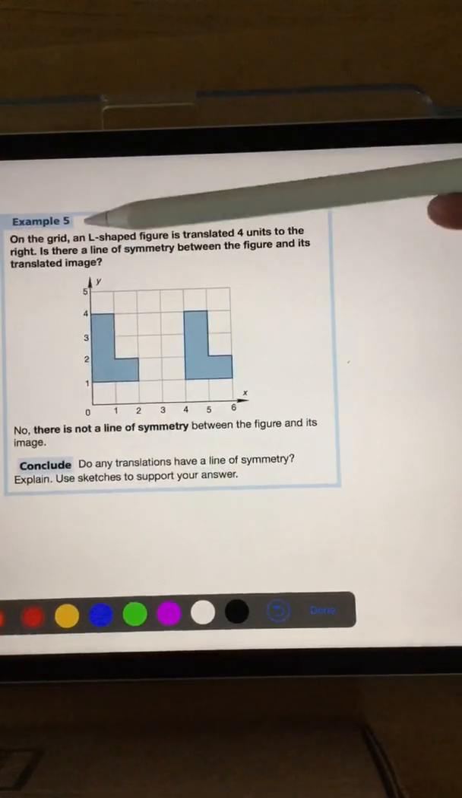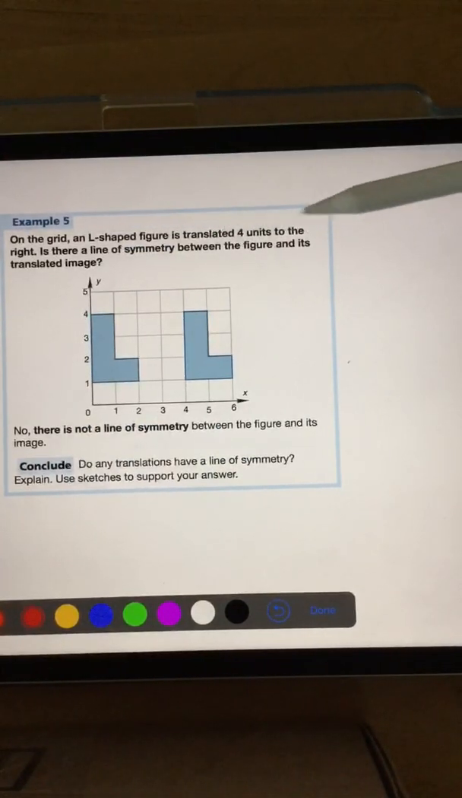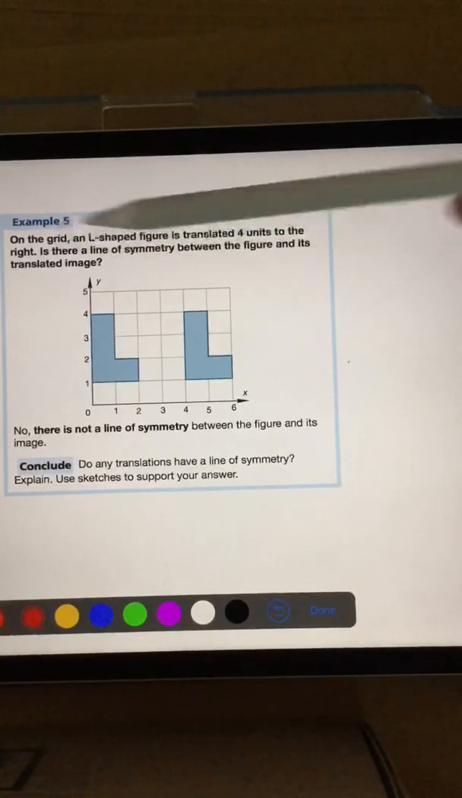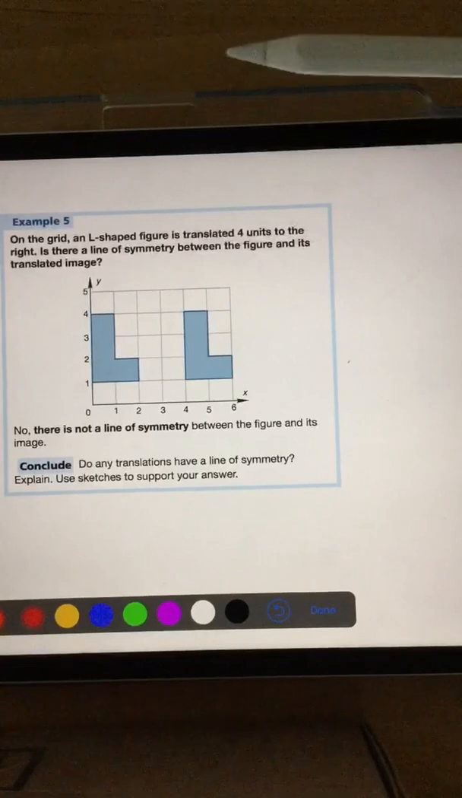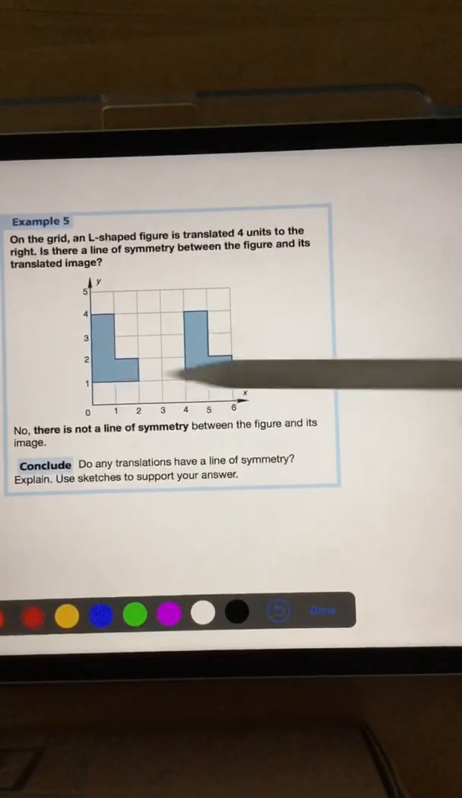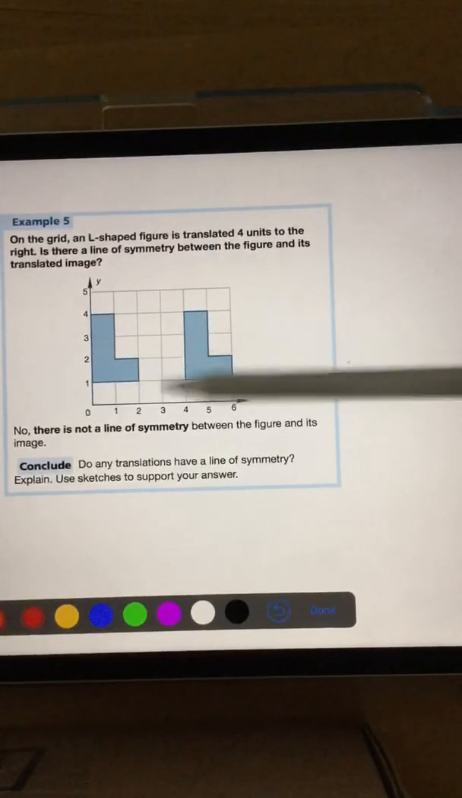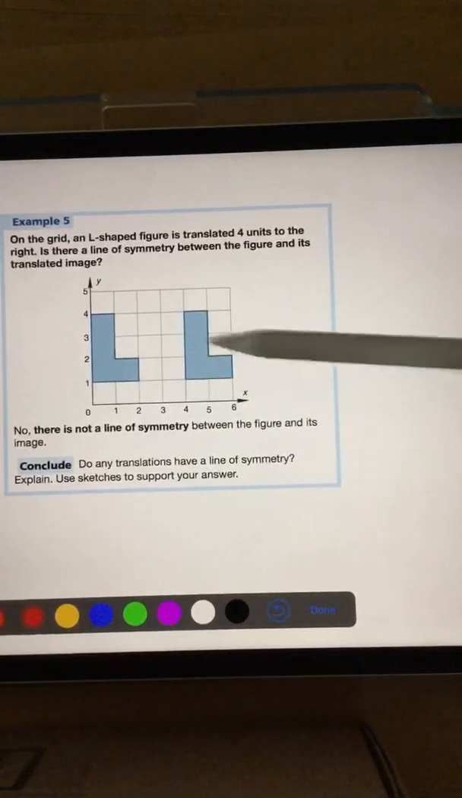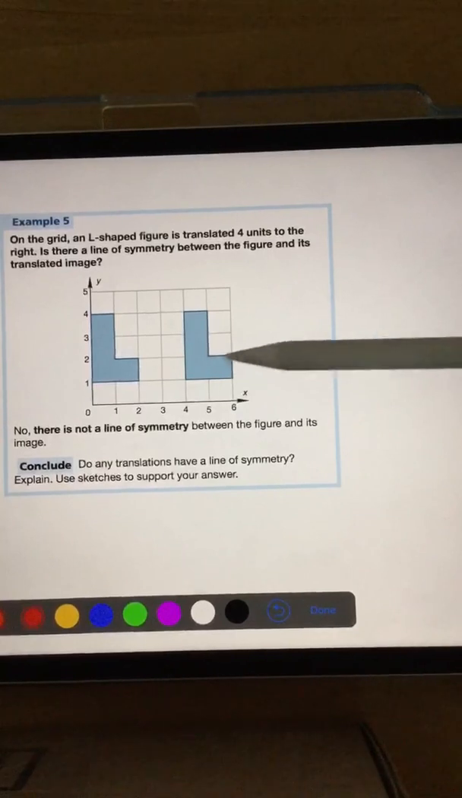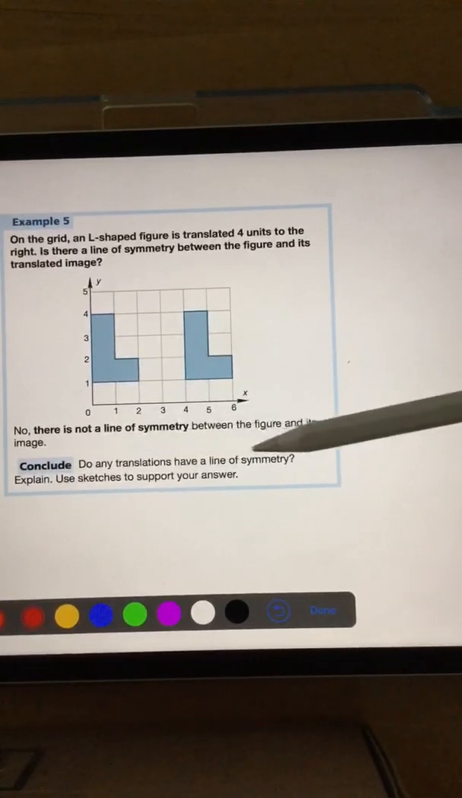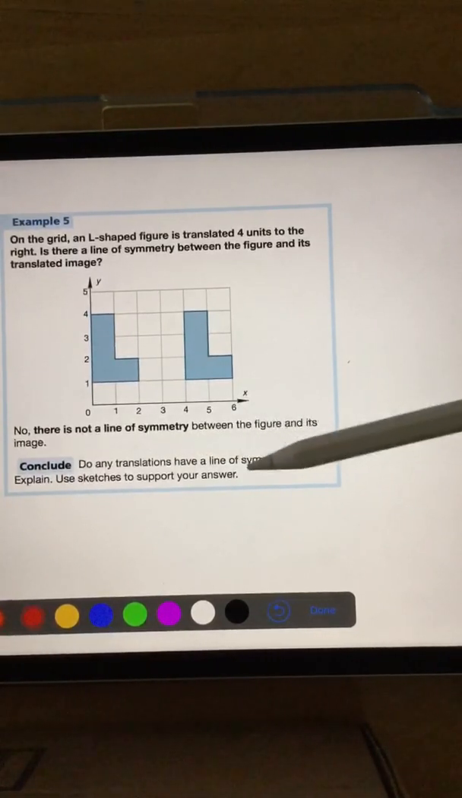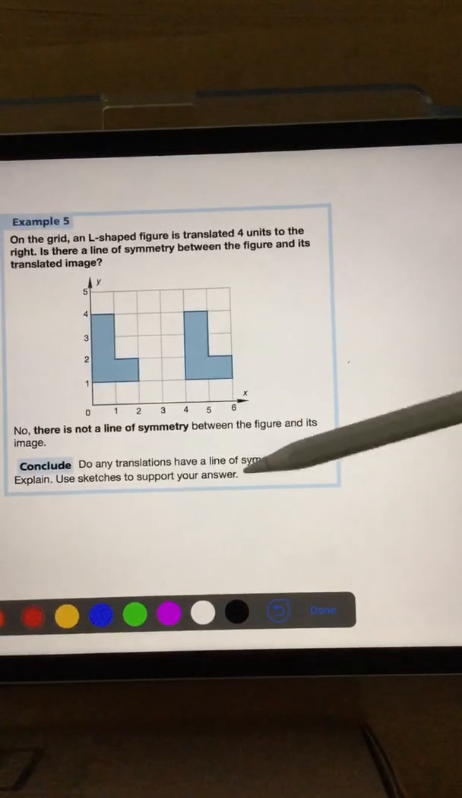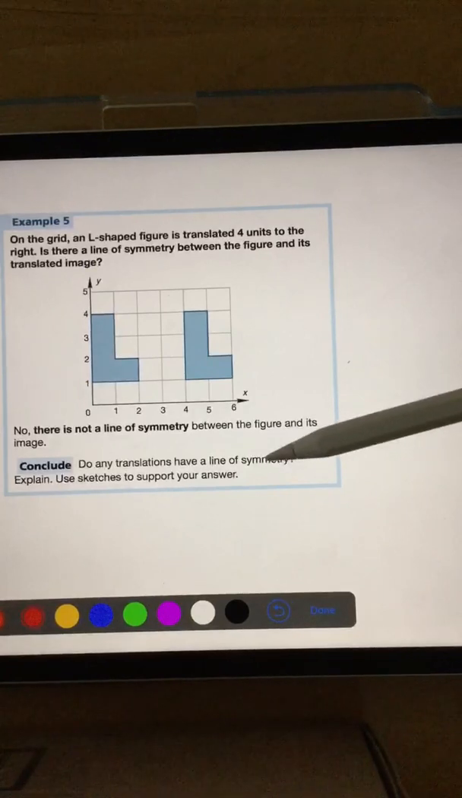Now, on the grid, an L-shaped figure is translated 4 units to the right. Is there a line of symmetry between the figure and its translated image? No, there is not. Look at this. This is not reflecting that image. If I folded this grid in half, these would not be showing the same image on either side. So do any translations have a line of symmetry? Yes, they could. It just depends on the shape. All right.